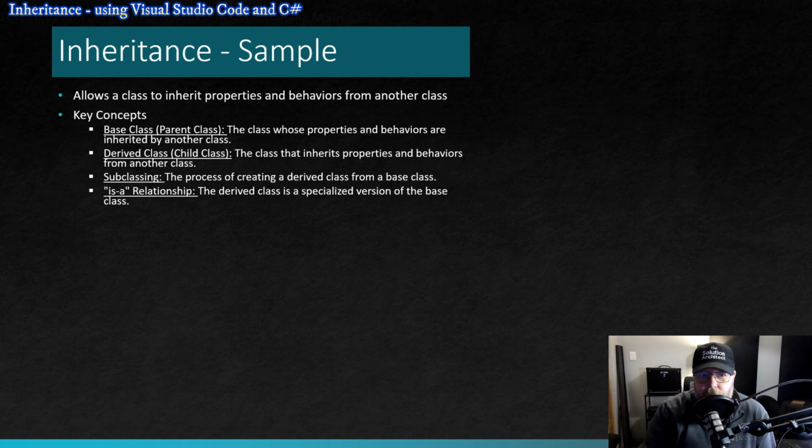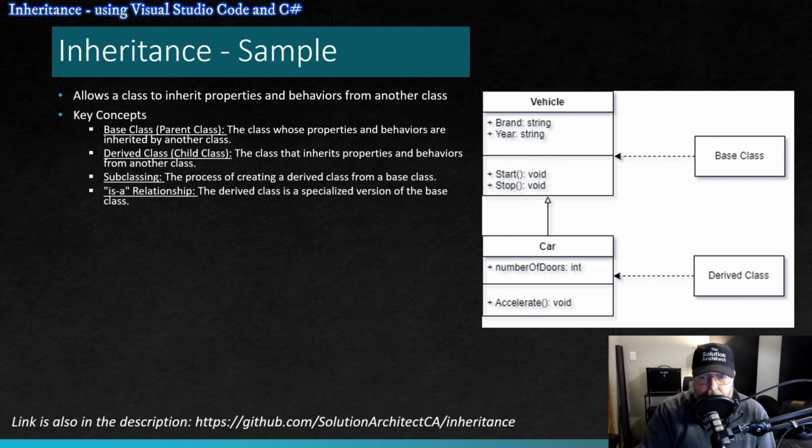So what are the key concepts of inheritance? You have a base class, the class whose properties and behaviors are inherited by another class. Then you've got the derived class, the class that inherits properties and behaviors from another class. You've got subclassing, the process of creating a derived class from a base class, and the "is a" relationship: the derived class is a specialized version of the base class.